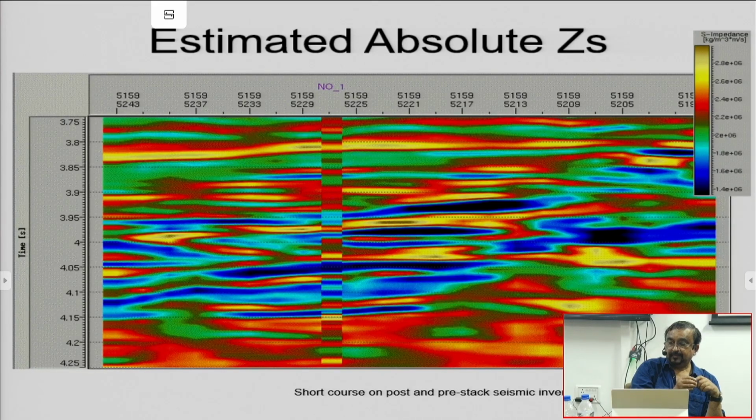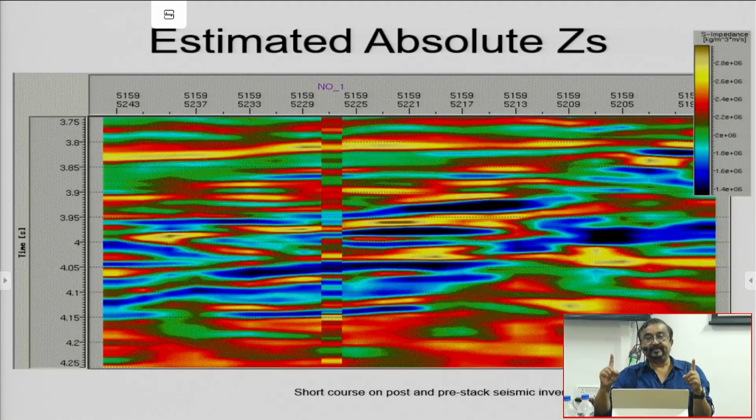P impedance, S impedance, and density, all 3 of them, that's what you mean. In post-stack you get only acoustic impedance. And in pre-stack you get acoustic impedance, shear impedance, and maybe density. So from there you derive VP/VS.